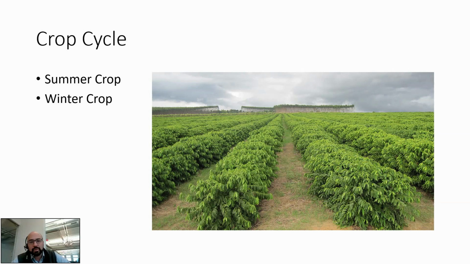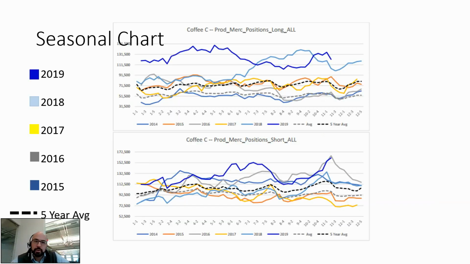There are several cycles in the physical world that impact the seasonality of coffee in the financial world. These in turn affect the COT positioning, and with coffee specifically, the most important is the crop cycle. To observe how the crop cycle affects positioning, we use a seasonal chart. This is a calendar year seasonal here, so we overlay the positioning year over year beginning with January.